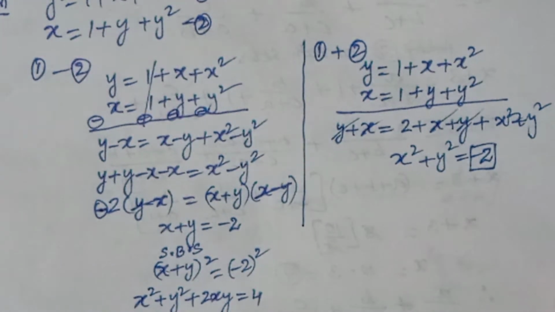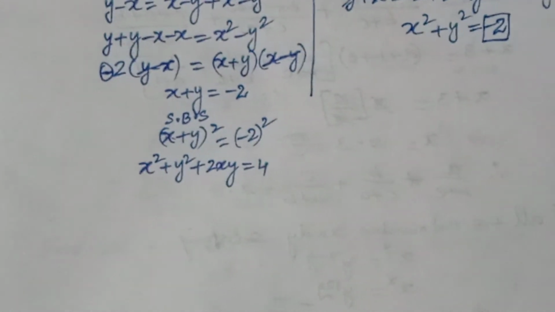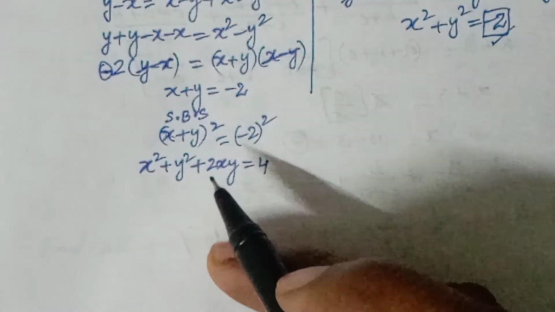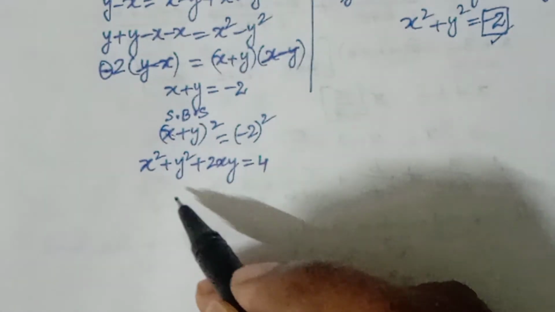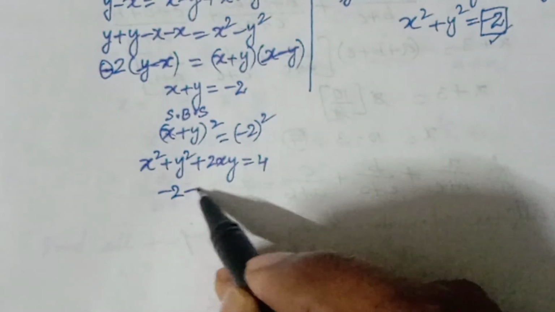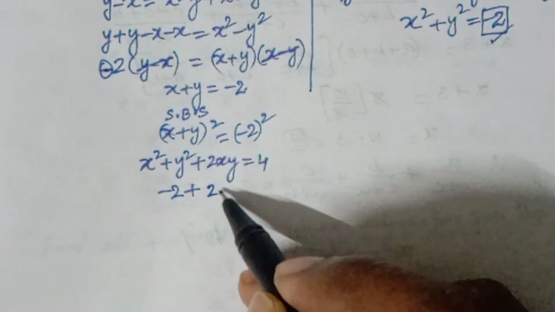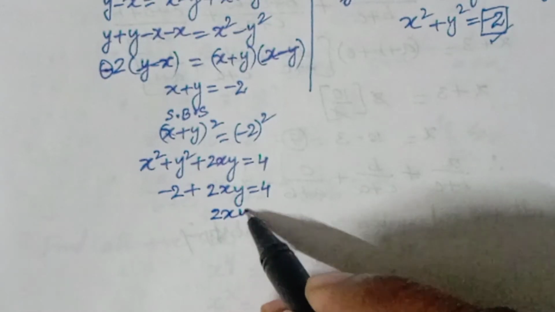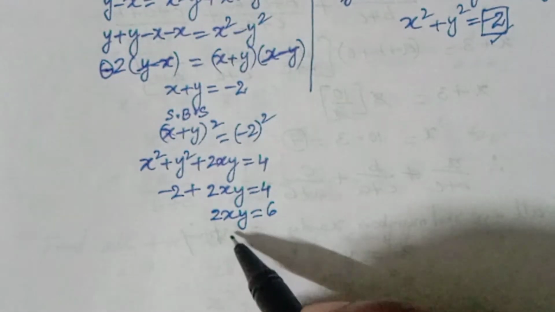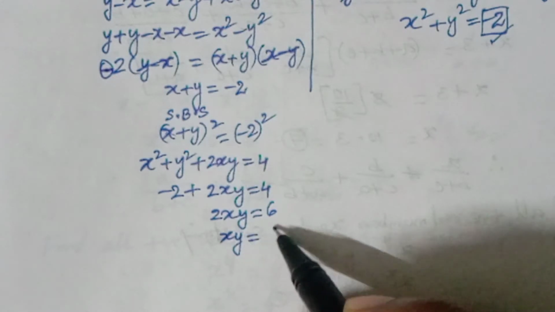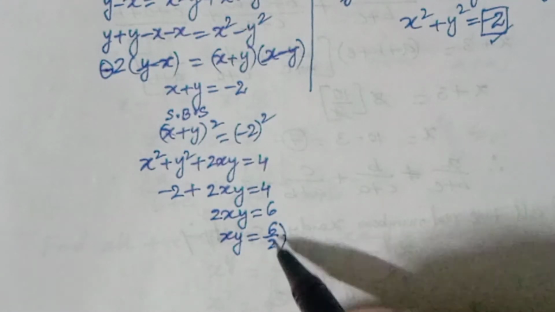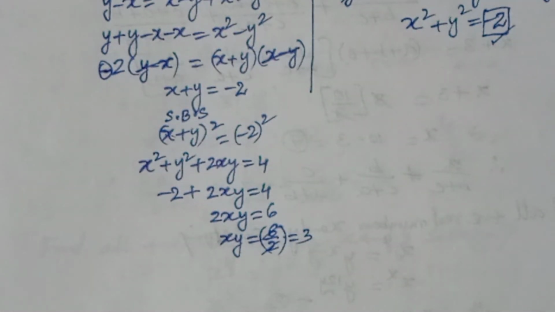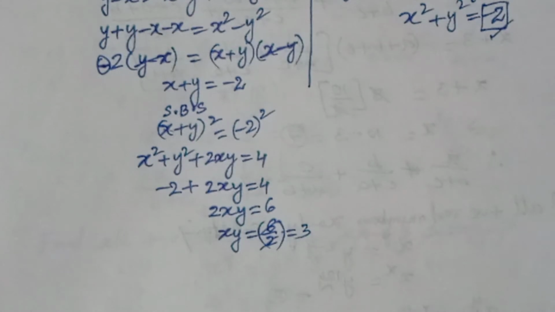That value we will use here: x squared plus y squared, you got minus 2. So minus 2 into minus 2 plus 2 into xy is equal to 4. So 2xy is equal to 6, xy is equal to 6 by 2. We are getting 3. So here the xy value is 3.